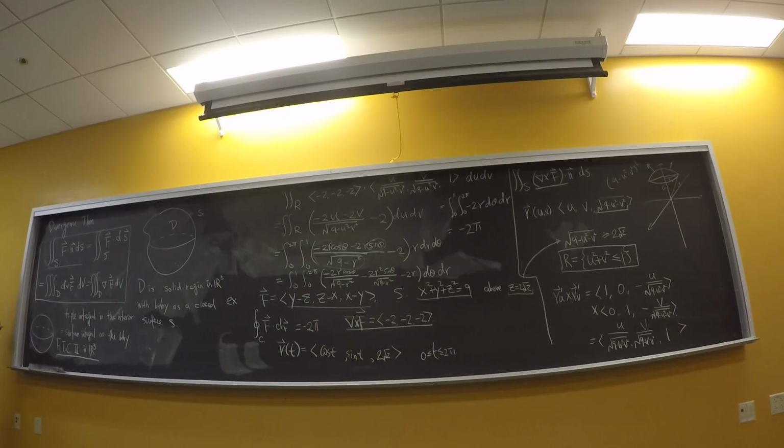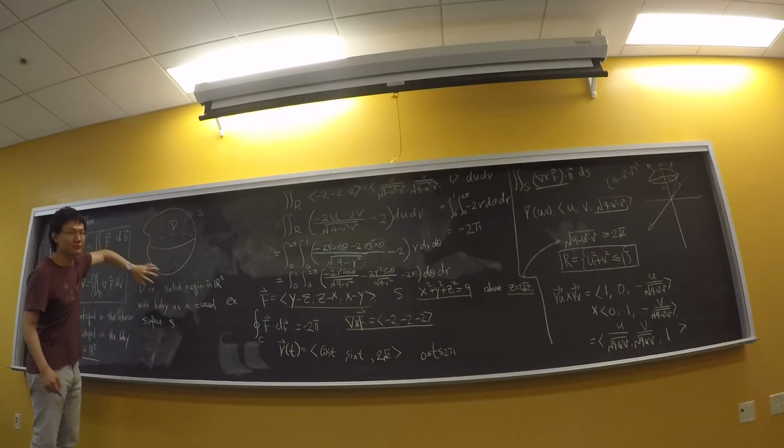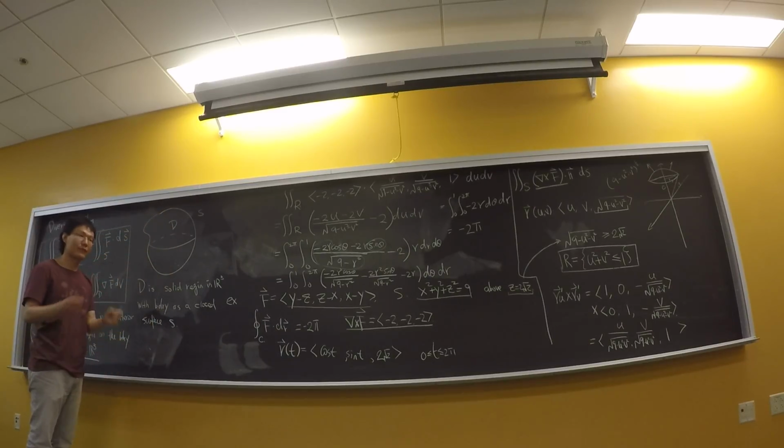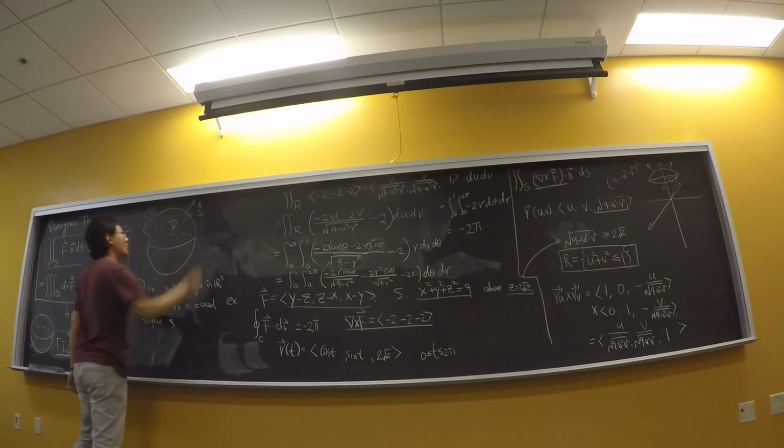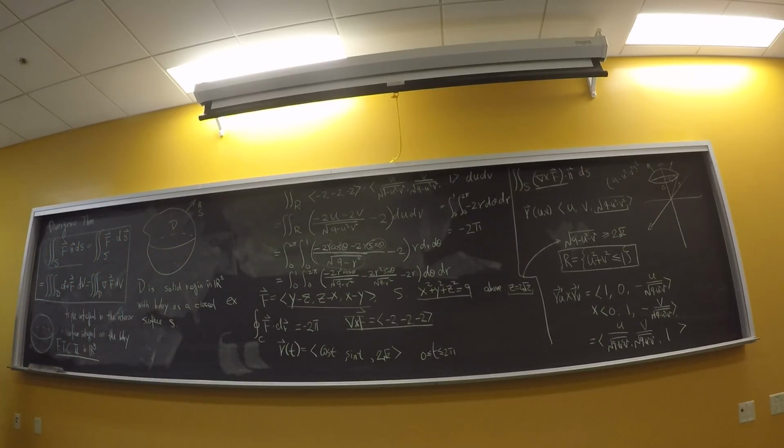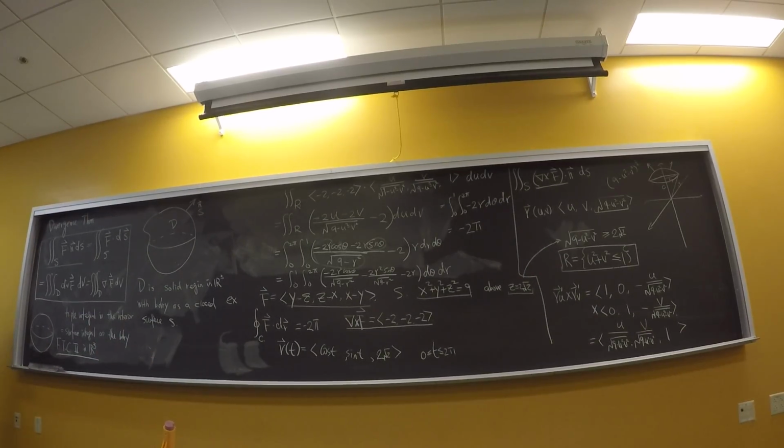There is, however, one thing I haven't talked about. Every time we're doing a surface integral, we have to fix the orientation. For a closed surface, the normal vectors either point inward or point outward. In this case, the normal vectors are all pointing outwards.